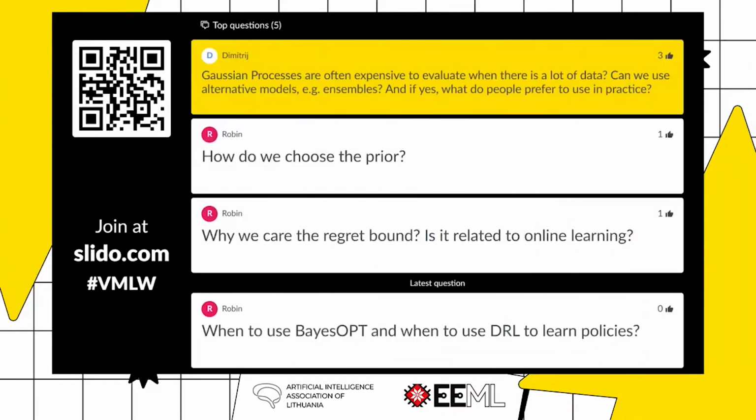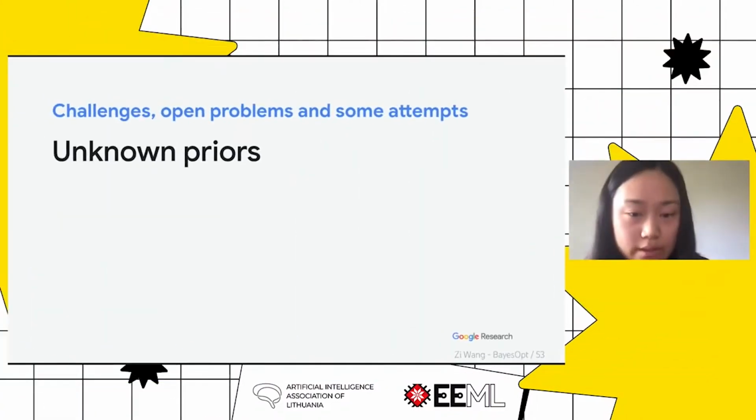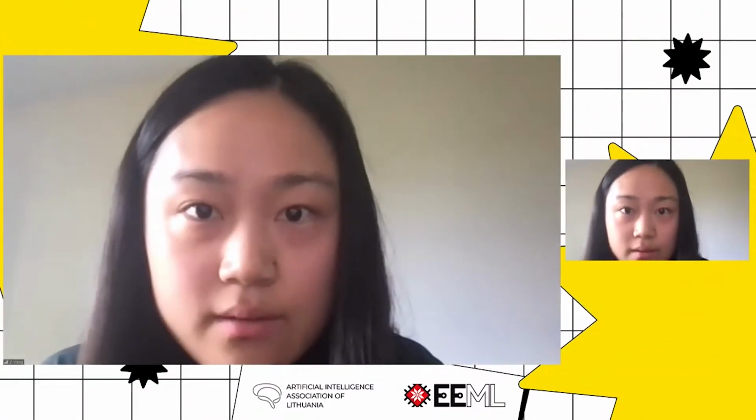All right, I think we can move to the next question. Robin is asking, how do you choose the prior? Oh, interesting. Yeah, I also have a slide on that, actually a topic on that. There are a lot of, okay, let me try to share it again.